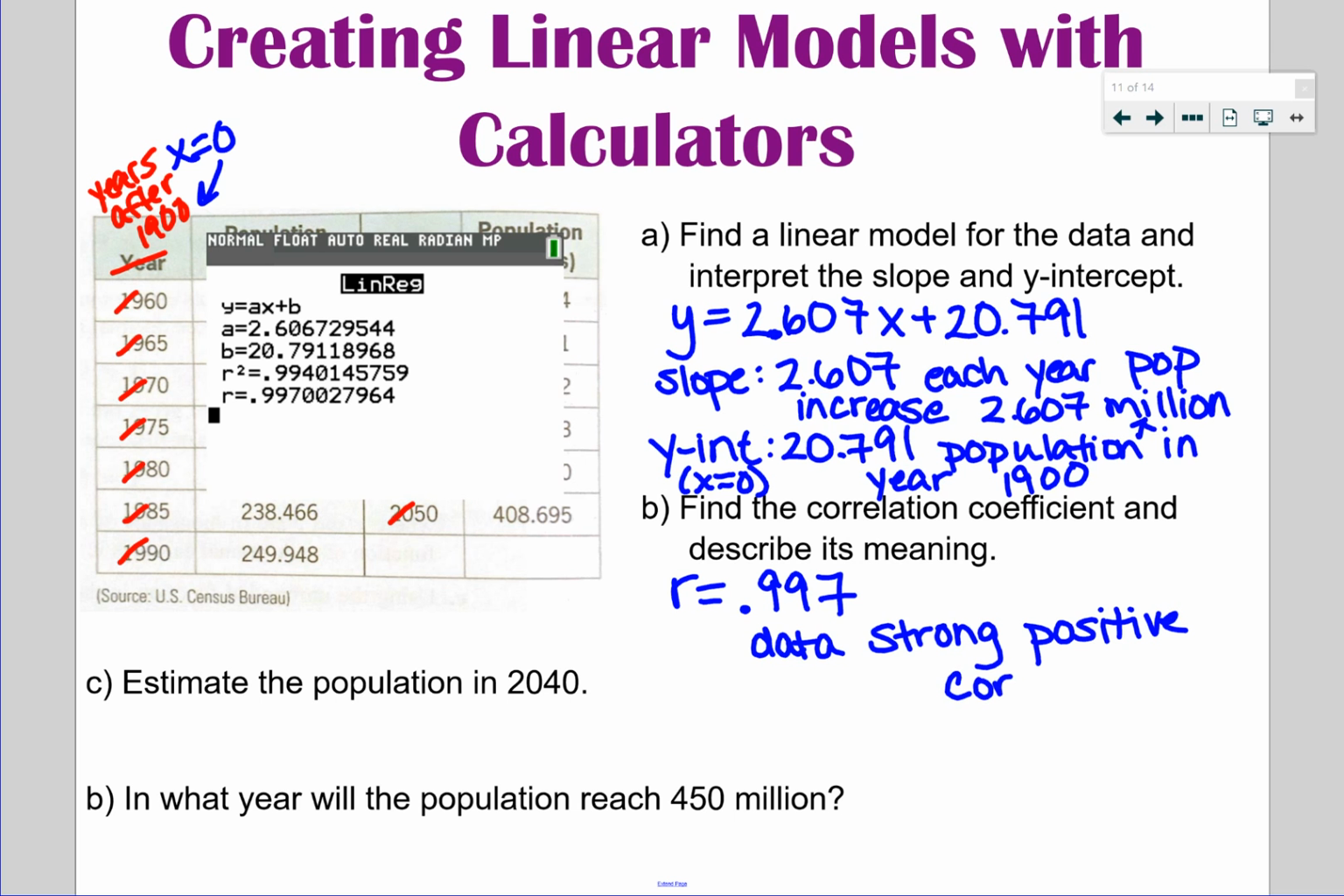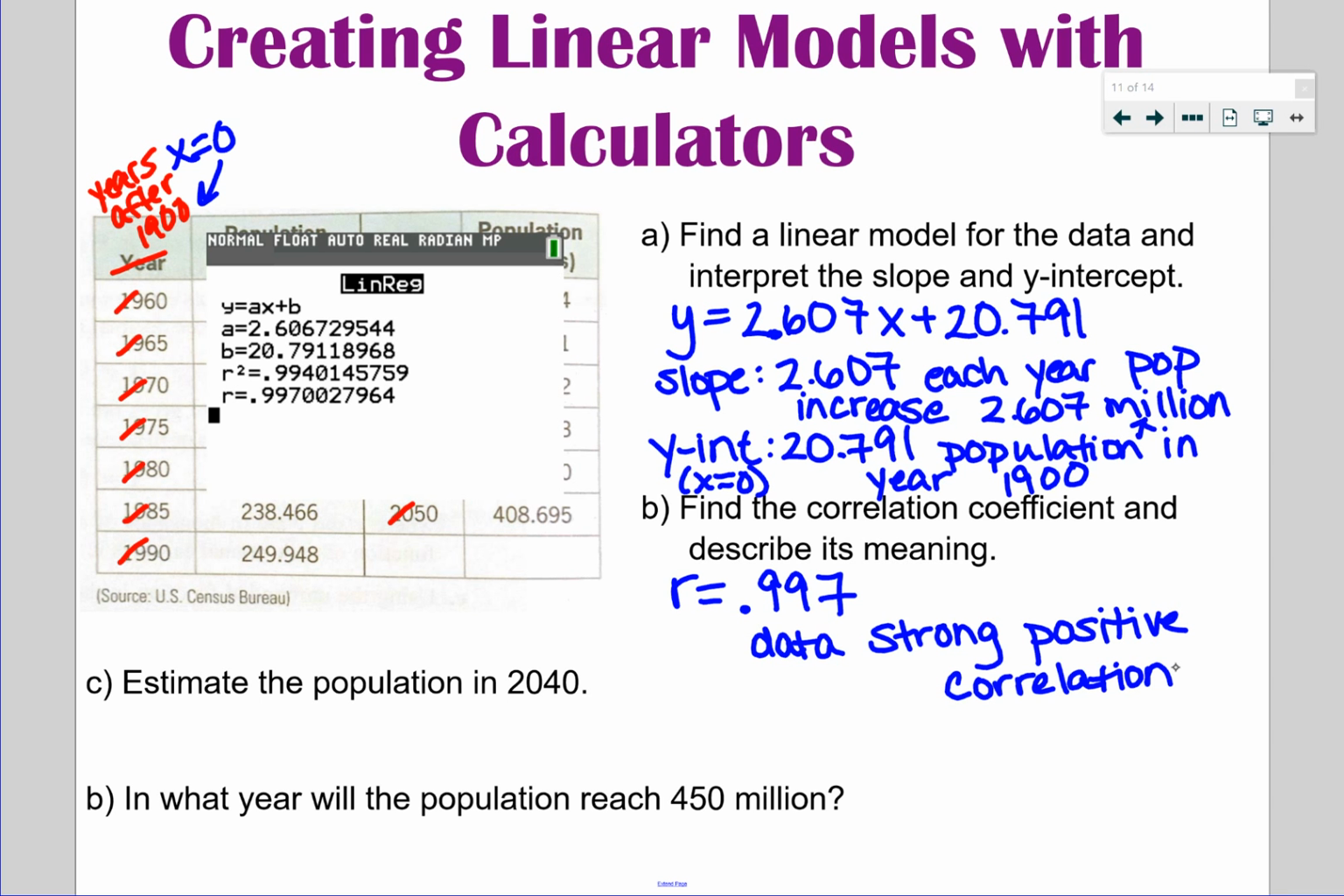I know it's positive because I have a positive number. If you had a negative number for R, you would have a negative correlation. We say strong because it's very close to 1. If we had a value that was exactly 1, we would say a perfect positive correlation.